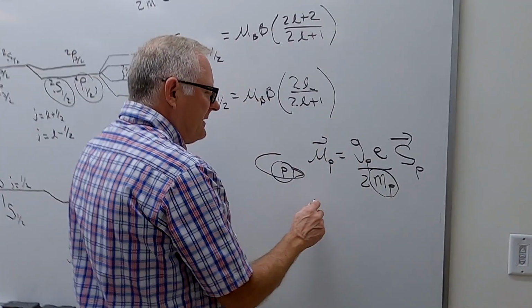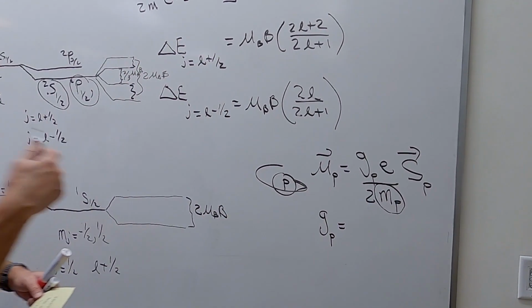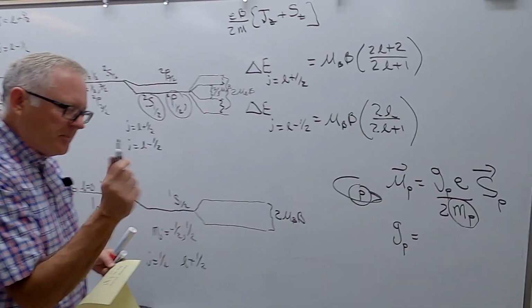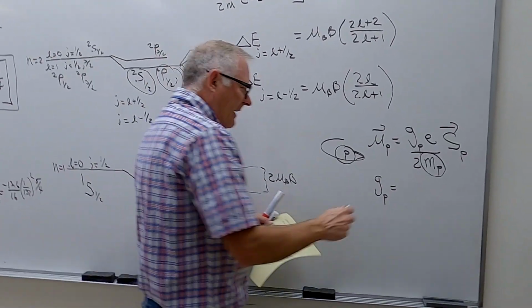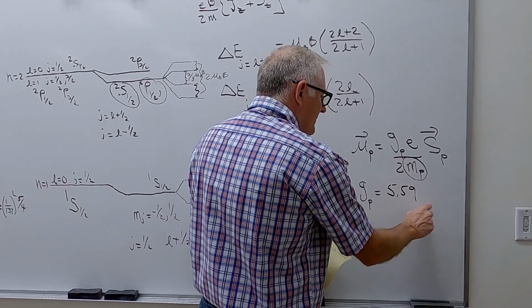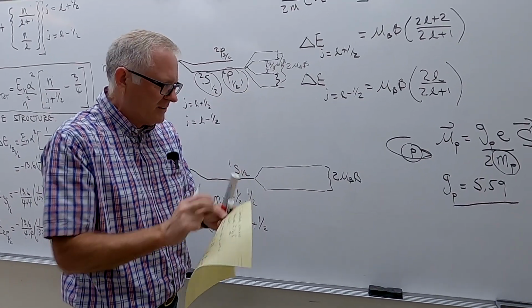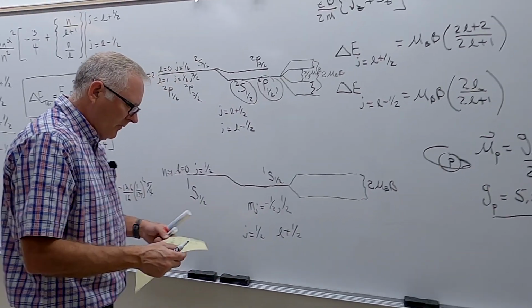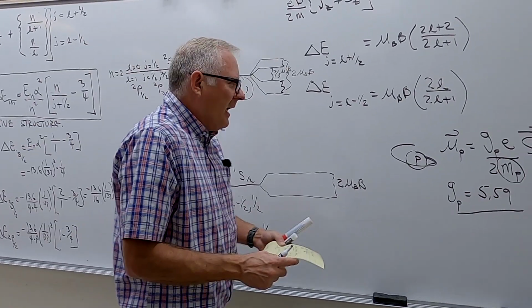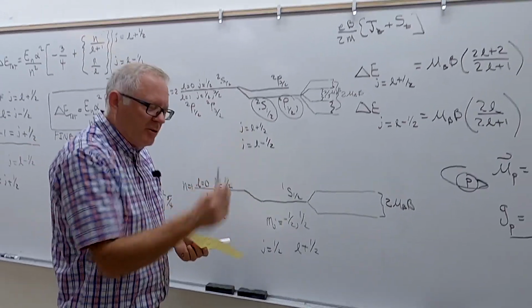And we might say, what is g sub p right here? We said g of the orbiting electron was 1. The spinning electron is 2. It's just that this is 5.59. It's probably because the proton is a complicated structure. It's got quarks in it and stuff. And now you've got 3 magnets. You've got the orbital, you've got the 2 spins right there.